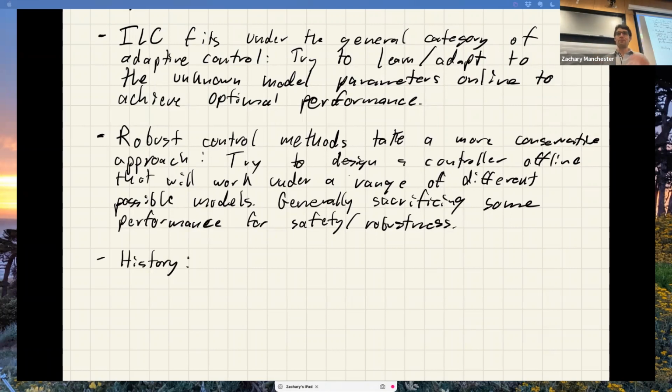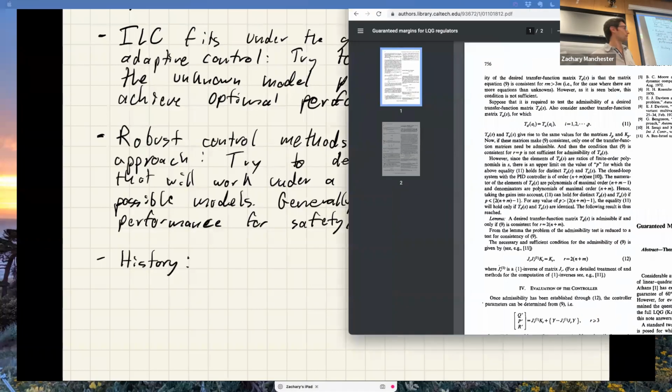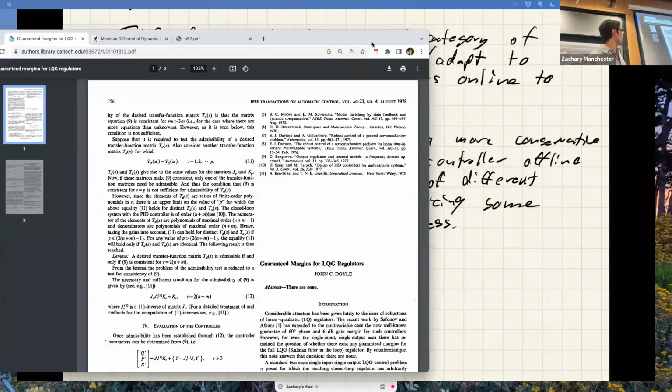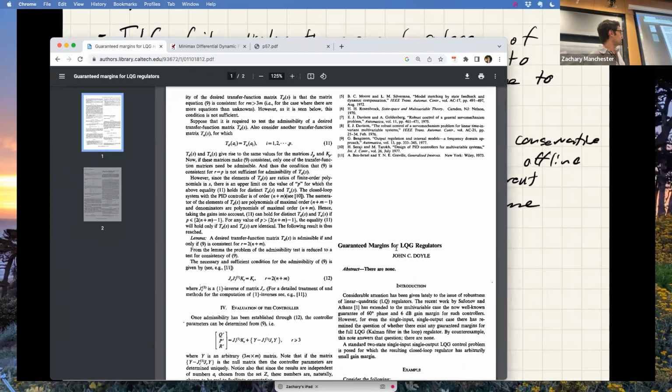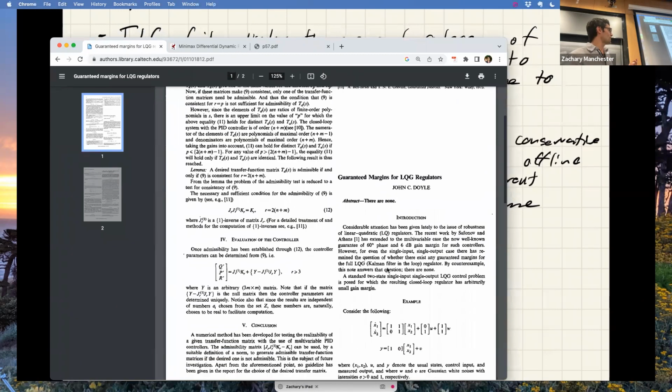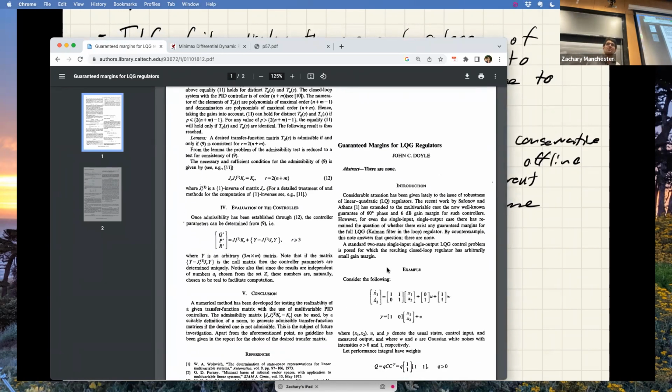There's a super famous paper by John Doyle that I think I showed previously. Let's see if I can find it here. I had it saved to show again because it's super fun and you should know about it. It's one of the all-time classics. Here we go, the classic John Doyle paper. I think this is from like 1978. "Guaranteed Margins for LQG Regulators." Abstract: there are none. It's like a 1.5-page note that I think he wrote as a grad student.